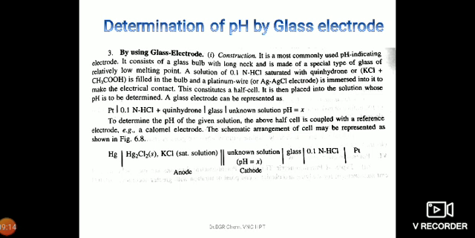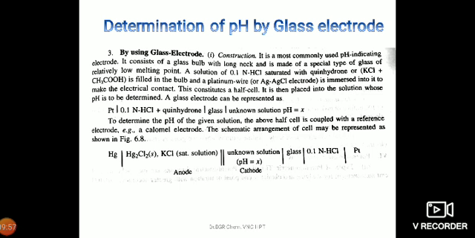Next one is determination of pH by glass electrode. By using a glass electrode also, it is possible for us to determine the pH of an unknown solution. It is also a very simple construction here. We have already considered the construction of this glass electrode in reference electrodes and how it is working. The same thing we are going to use to construct a cell by using this glass electrode. The construction is that it is the most commonly used pH indicating electrode, and it consists of a glass bulb with a long neck and is made up of a special type of glass of relatively low melting point.